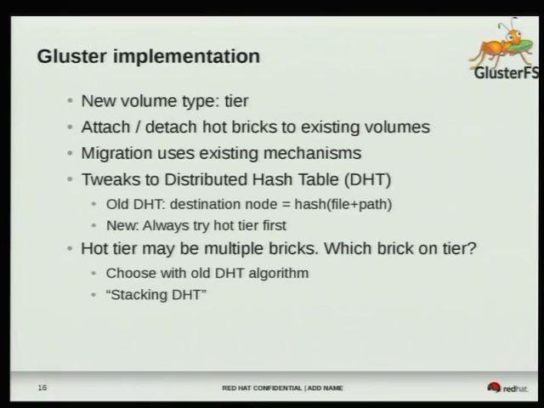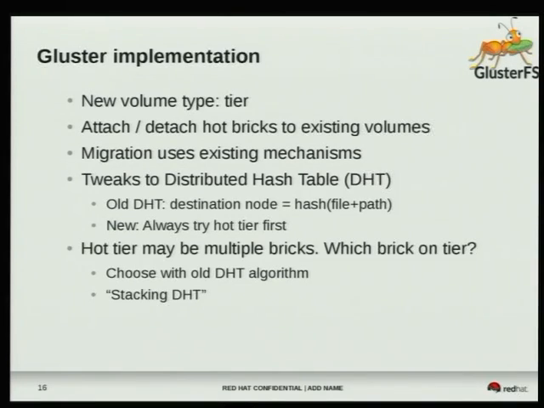Gluster uses a distributed hash table to decide which node to place files. We've modified that such that for the tiering case, rather than using a distributed hash table, we go to the hot tier first. Always check to see if the file resides on the hot tier. If it doesn't, then we go to the cold tier. Writes always go to the hot tier as well at the moment.